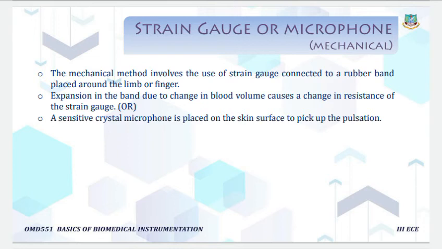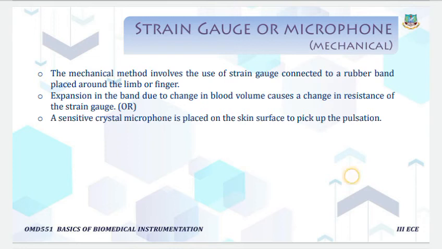Here they are using just a strain gauge which is connected to the finger by using a rubber band. So when we connect this, there will be an expansion in the band. When the blood volume changes, there will be a change in the band. Sometimes it will expand or it will contract. Expansion in the band due to the change in the blood volume causes a change in resistance of the strain gauge. So by using the strain gauge, we will measure the resistance.